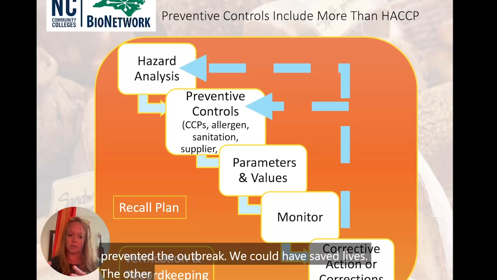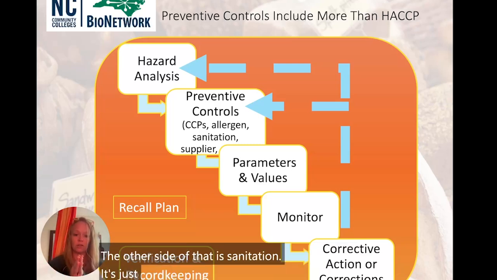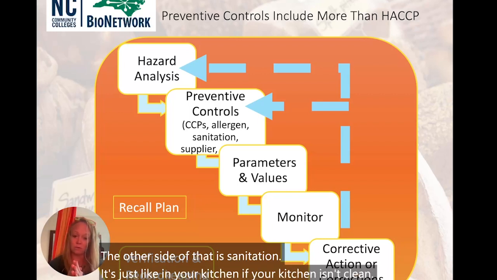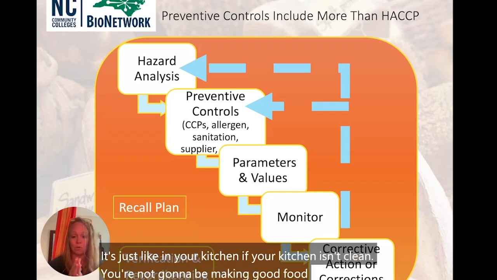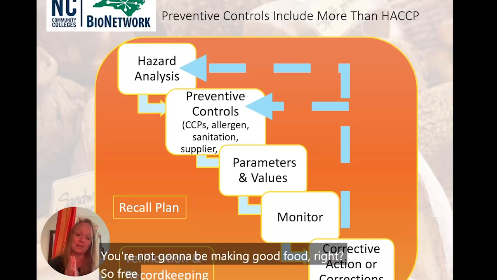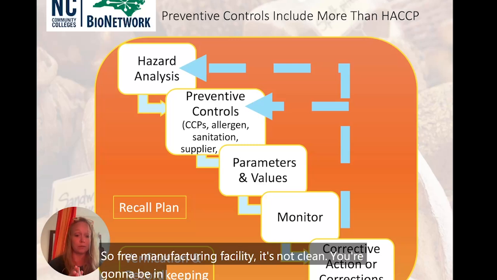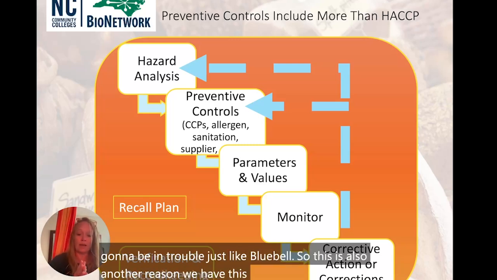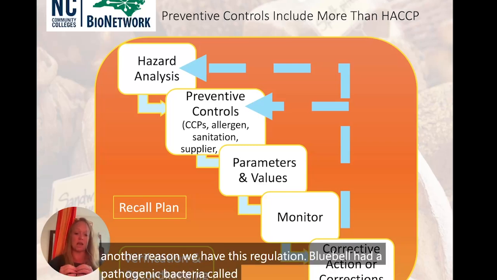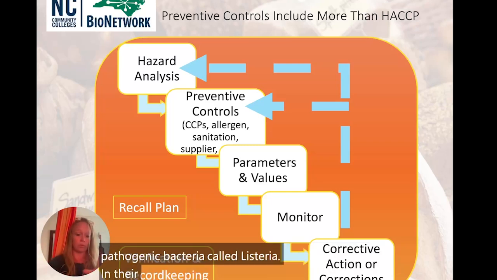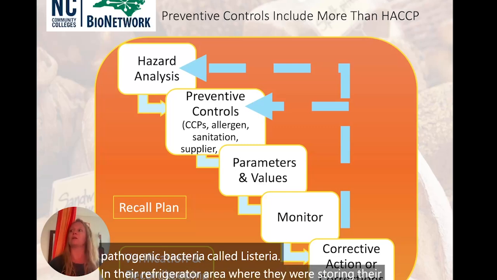The other side of that is sanitation. It's just like in your kitchen. If your kitchen isn't clean, you're not going to be making good food, right? So for your manufacturing facility, if it's not clean, you're going to be in trouble. Just like Bluebell. So this is also another reason we have this regulation. Bluebell had a pathogenic bacteria called Listeria in their refrigerator area where they were storing their ice cream.